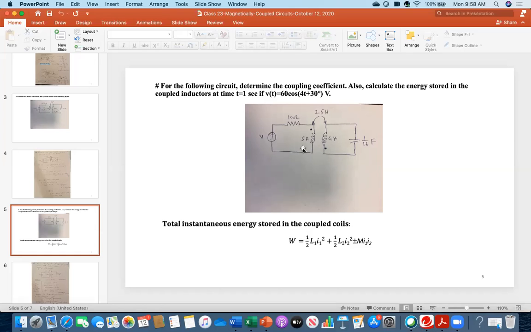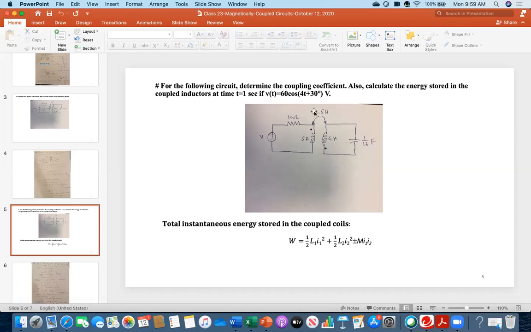So now you all know that an inductor can store energy, right? This is the equation, half L i squared, that you have learned in the Circuit 1 class. Because there are two coils, you see the total instantaneous energy stored in the coupled coils, w, half L1 i1 squared. This means for this loop, this is your L1. You have to know what is the current flowing here. You have to find out this one. It is not given. Then this will be the energy stored. For this coil, you have to know current i2, and then half L2 i2 squared.